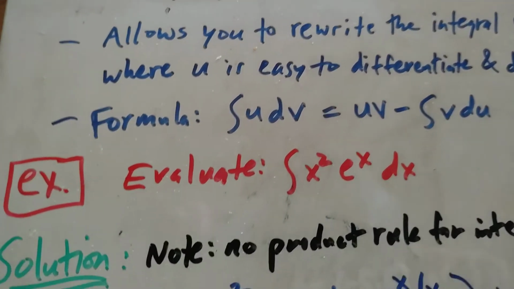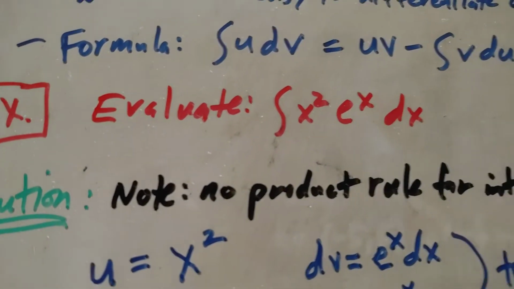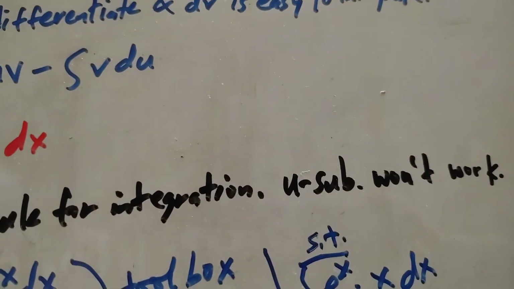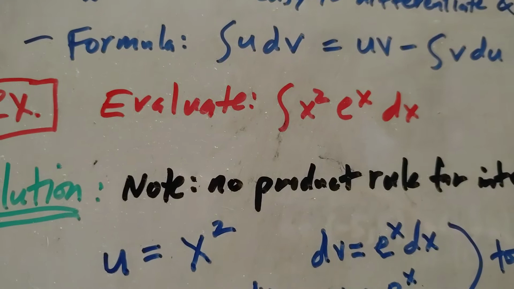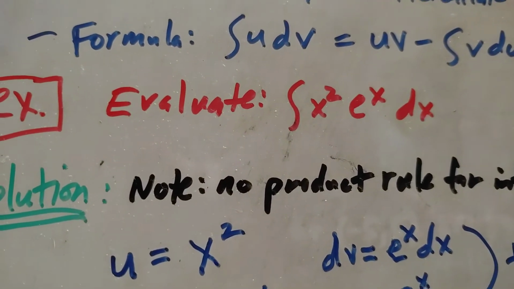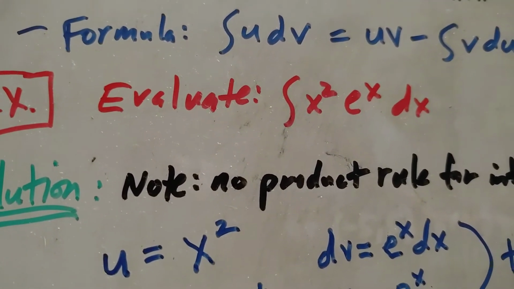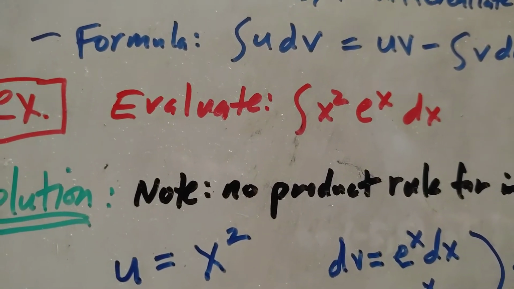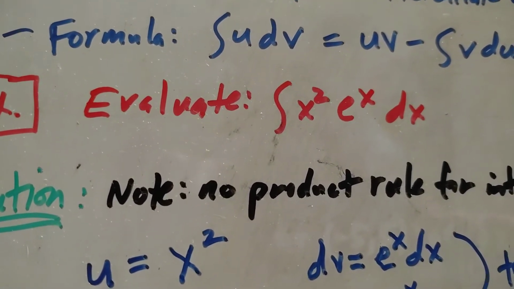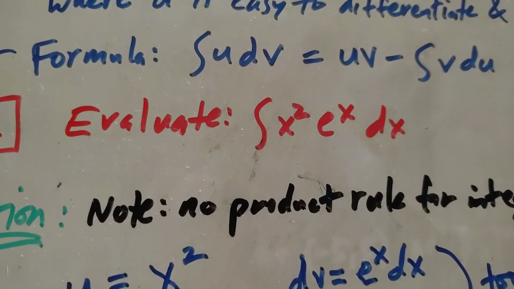All right, so here we go for a solution. Note there is no product rule for integration, and a u substitution will not work. So this leads us to think about integration by parts. What I did was I chose u to be x squared and dv to be e to the x dx, because the derivative of u is easy enough and the integral of dv is easy enough.